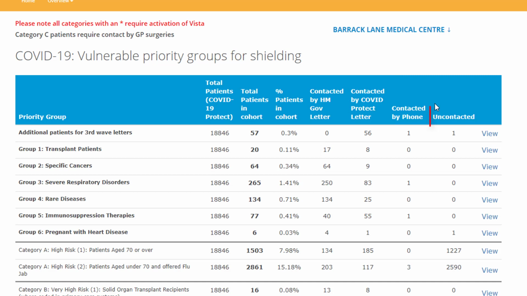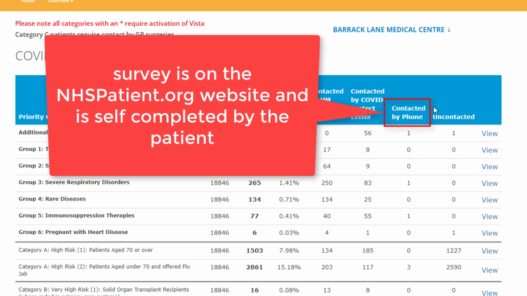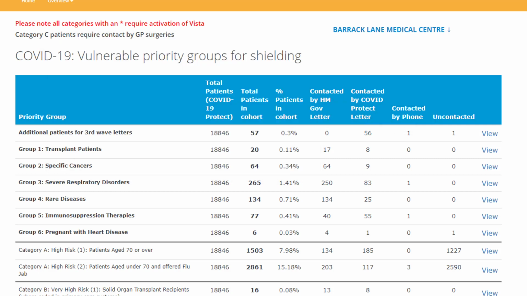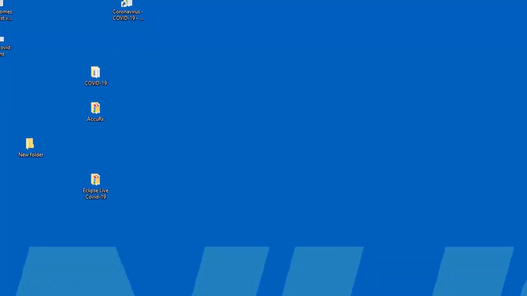And the contacted by phone are only populated by those patients that have completed the online survey that's in the Eclipse module as well. And we do have a couple on there that are uncontacted but have since been contacted, and the list will be updated shortly.